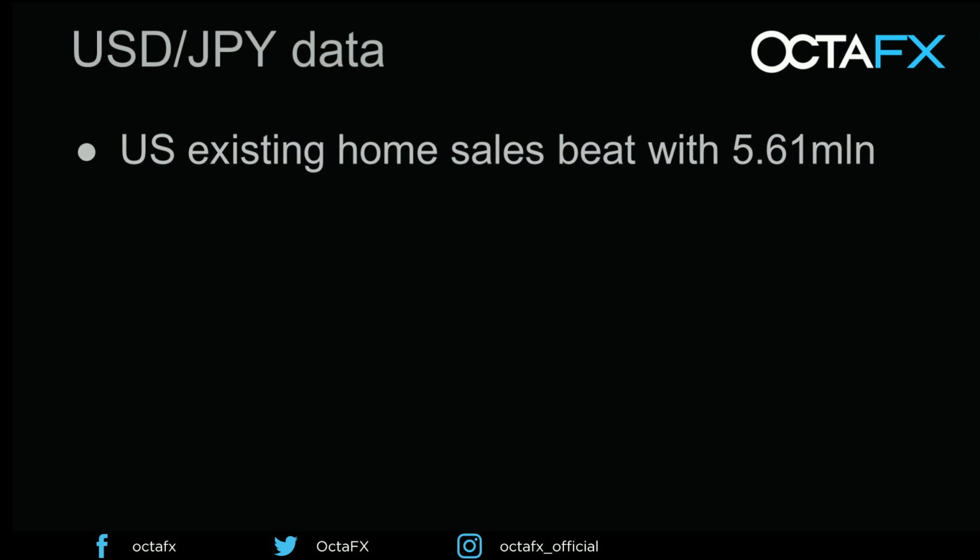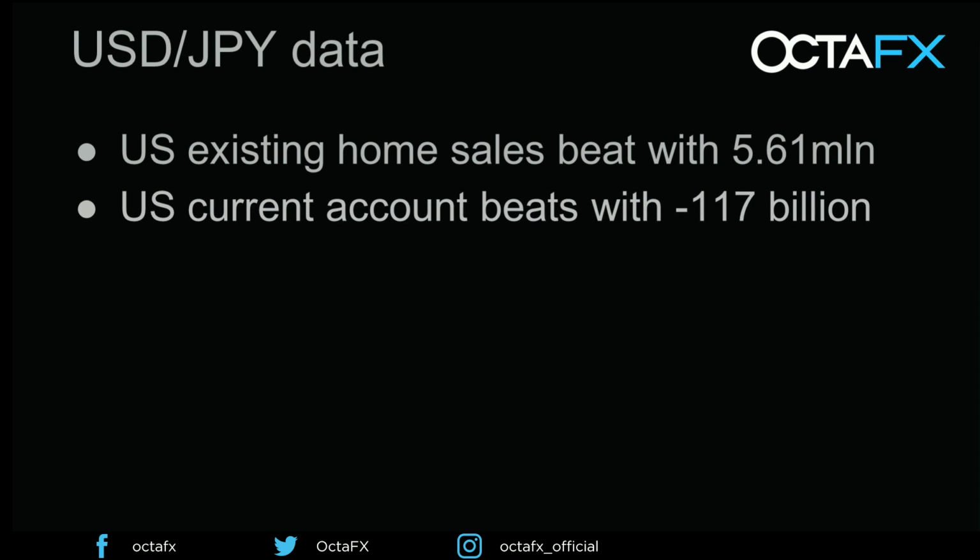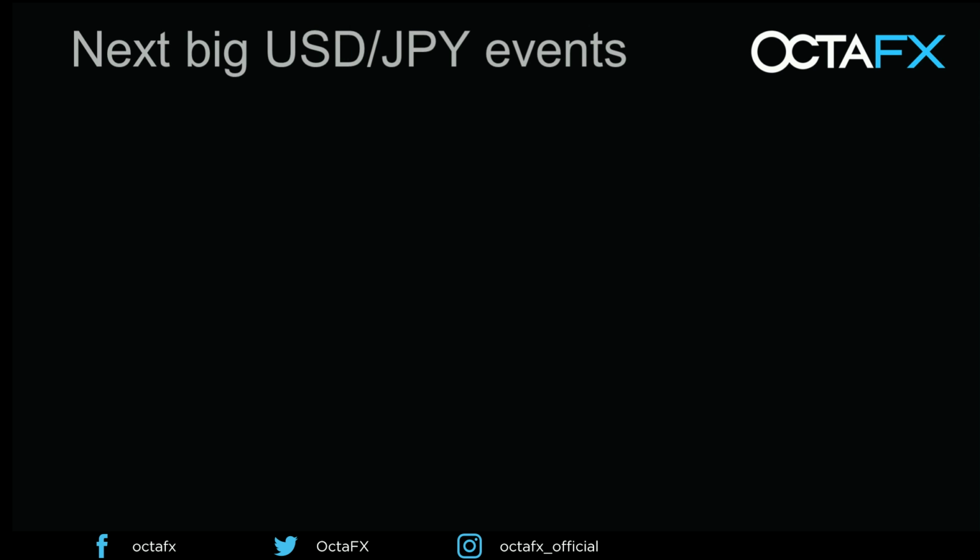A few figures, we didn't have too many indicators this week. In the US, existing home sales came out a bit better than expected, 5.61 million. The current account was also a bit better than expected, still a deficit of 117. These are second tier or third tier figures, not the most important ones. Not things that we had last week or things that we have next week.